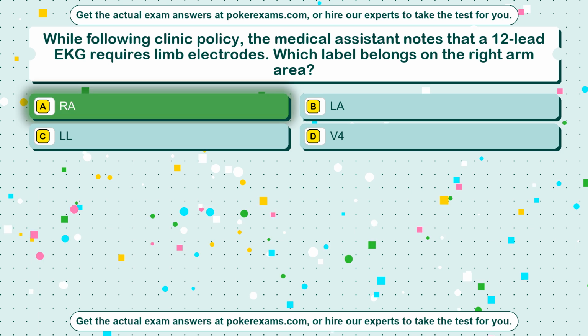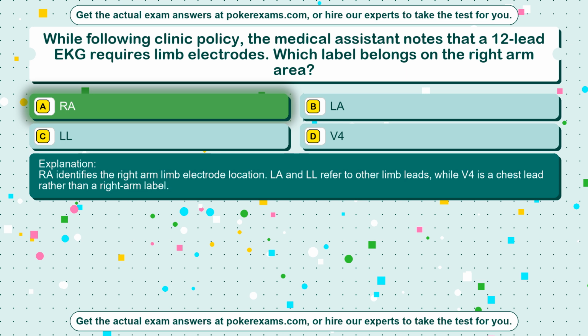The correct answer is option A, RA. RA identifies the right arm limb electrode location. LA and LL refer to other limb leads, while V4 is a chest lead rather than a right arm label.